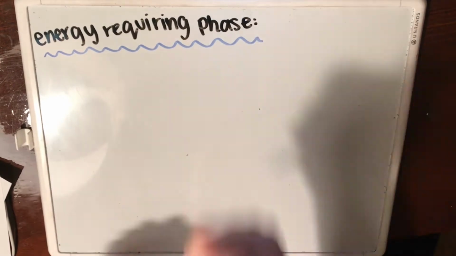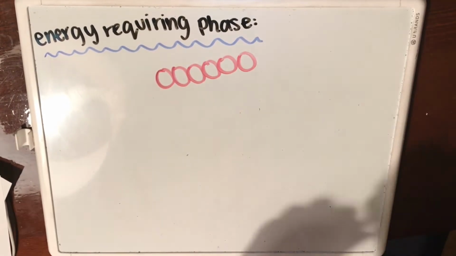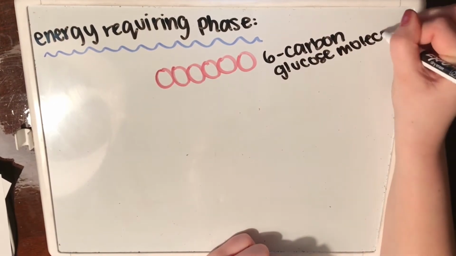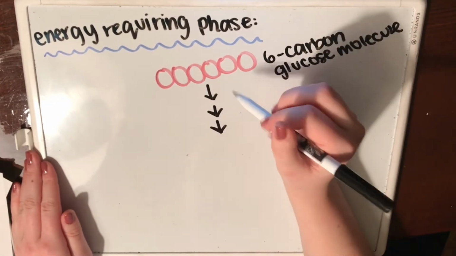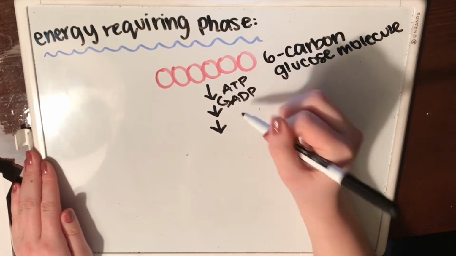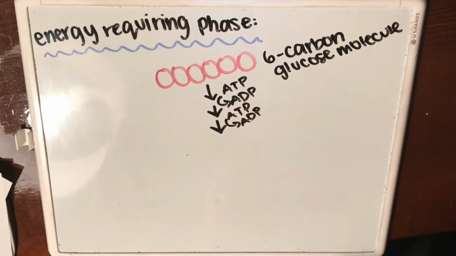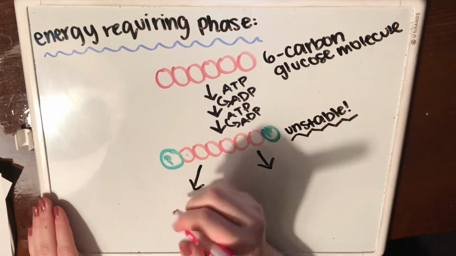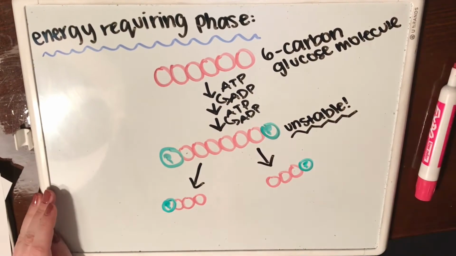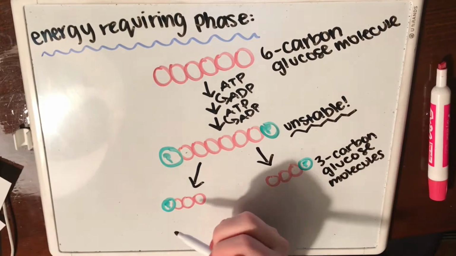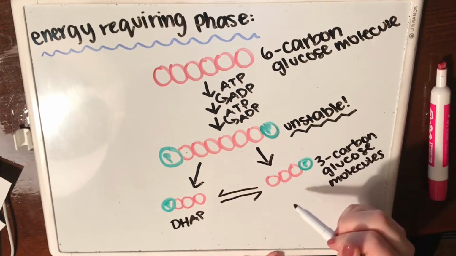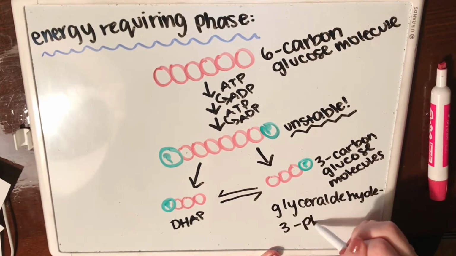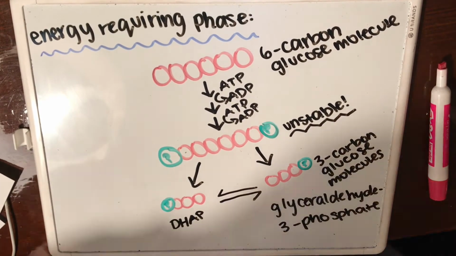In the energy requiring phase, the glucose molecule is rearranged and 2 phosphate groups are attached to the ends of the glucose molecule. In that process, the cell takes in 2 ATPs and releases 2 ADPs. The addition of the phosphate groups makes the glucose molecule unstable and results in the splitting of the molecule into 2 separate 3 carbon molecules. The 2 resulting molecules could be DHAP molecules, which will be converted into glyceraldehyde 3-phosphate.